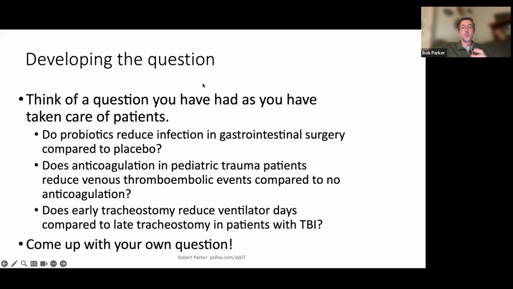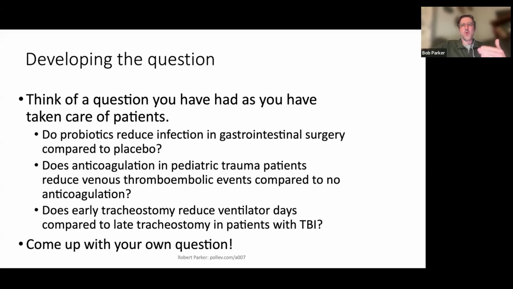Okay. All right, so when we develop a question, and hopefully you've been introduced to this a little bit, we do this every day. Think about a question you've had as you take care of patients. For example, do probiotics reduce infection in GI surgery compared to placebo? Does anticoagulation in pediatric trauma patients reduce VTE compared to no anticoagulation? Does early tracheostomy reduce ventilator days compared to late tracheostomy in patients with TBI? Right? They're all questions. And you can design a study to answer those questions.